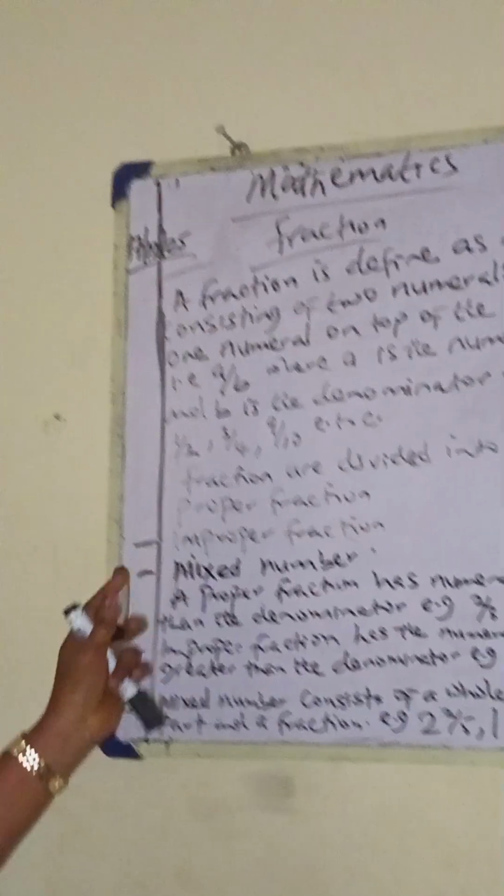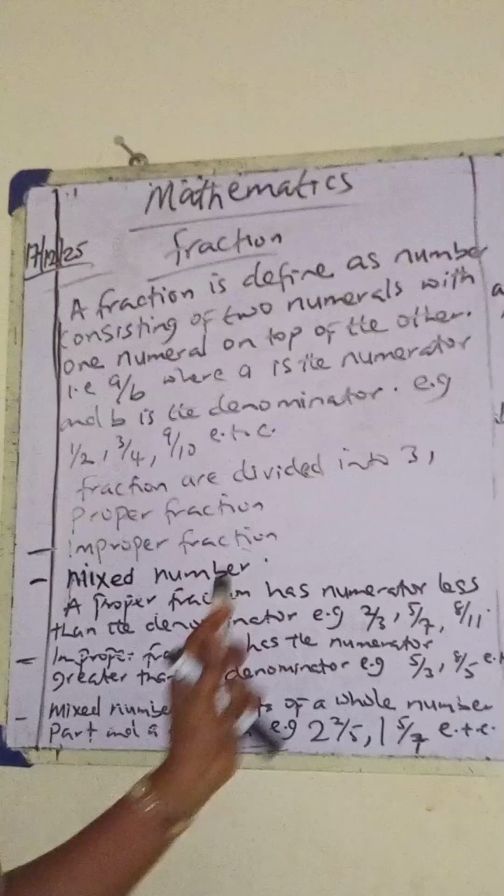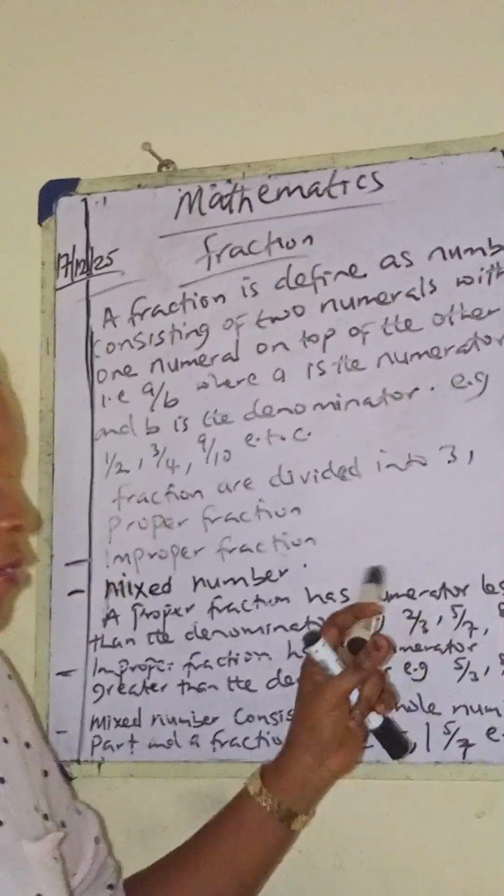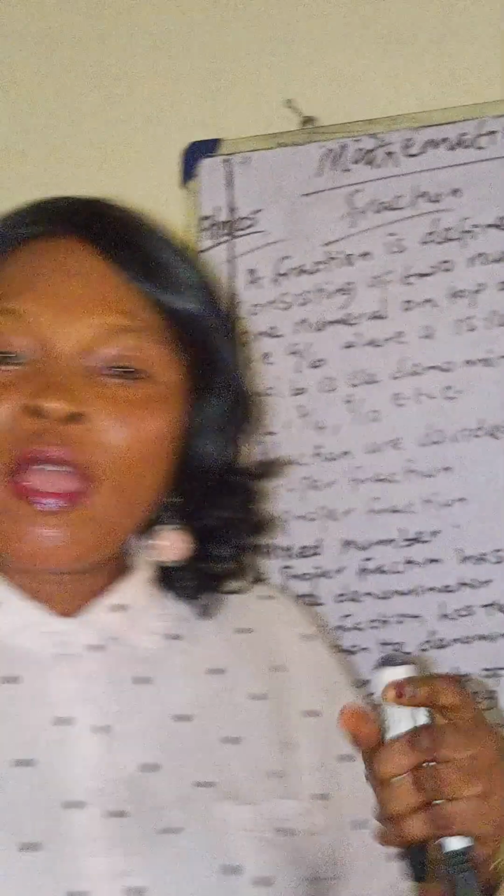You can look at what we have on the board. A proper fraction has a numerator less than the denominator, e.g. 2 all over 3, 5 all over 7, and so forth. So when the numerator is less than the denominator, it is called a proper fraction; that is, when the number on top is smaller than the number under, it is called a proper fraction.